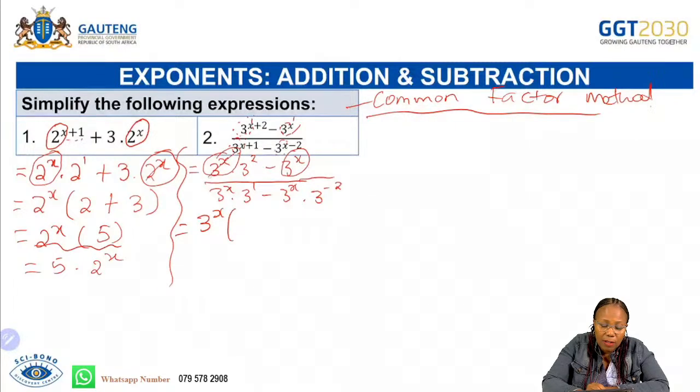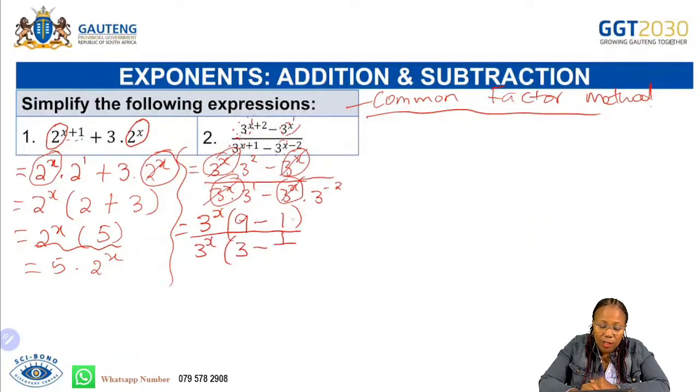When you take out this, you are left with 3 squared, which is 9, correct? When you take out that one, you are left with 1. You cannot say there is nothing left there. That will be minus 1. And then 3 to the power x is also common on the denominator. Therefore, if we take it out, you are left with 3 there. And then 3 to the power x taken out, you are left with 3 to the power minus 2, which is 1 over 3 squared, which is 1 over 9.